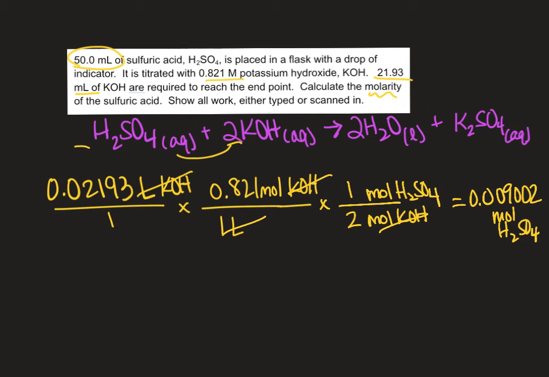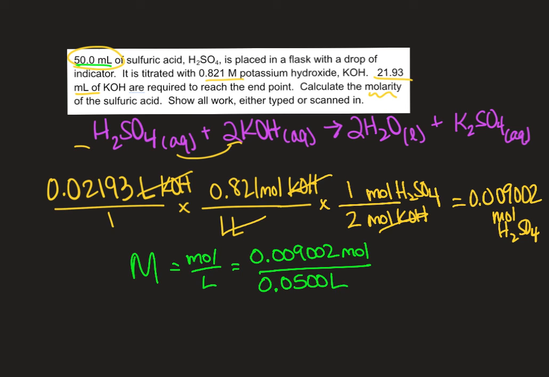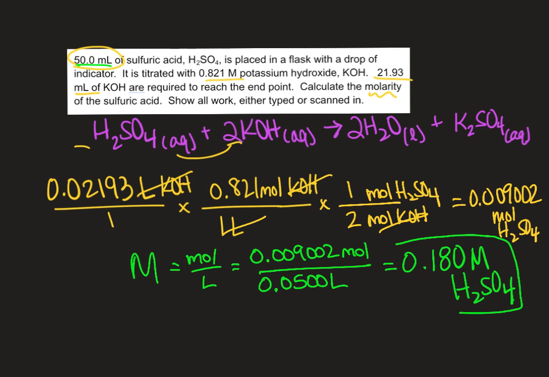And then lastly, to get the molarity, you're just going to take moles of acid over liters of acid. So the moles is what we just got. And then the volume of acid was given in the problem, so I'll convert that to liters in my head. And then that should give us the molarity of the acid. And then when we divide that out, we get 0.180. Can we have 3 sig figs? I think we can. Molar H2SO4. So using titration data, we just determined the molarity of an unknown acid.